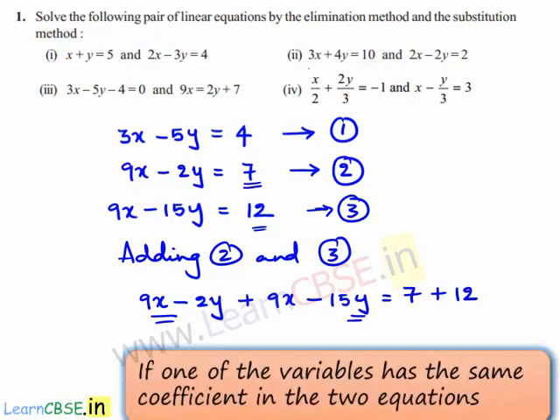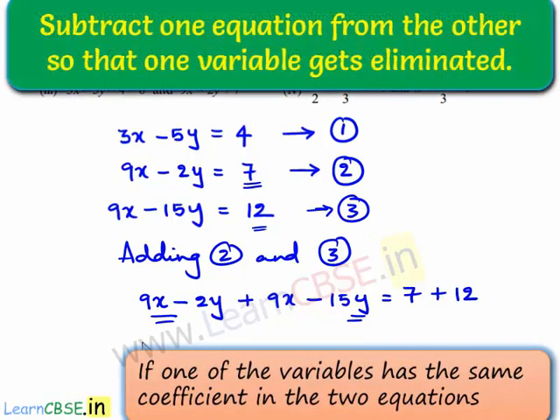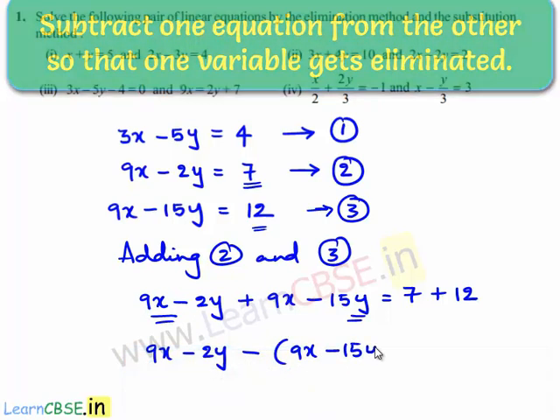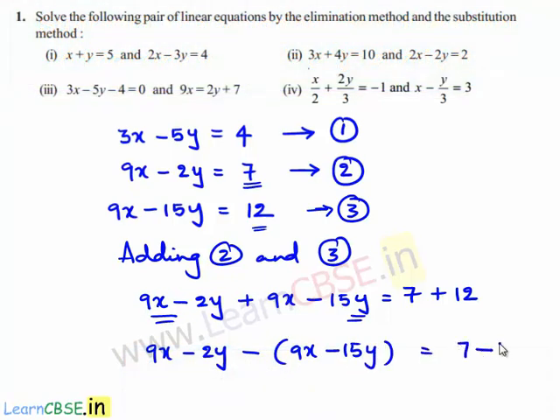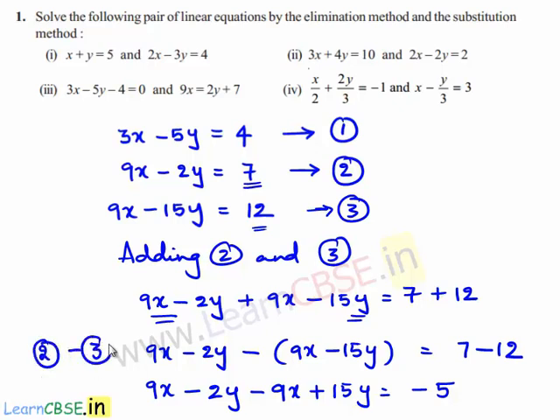So we need to subtract equation 2 from 3, that is 9x minus 2y minus of 9x minus 15y is equal to 7 minus 12. So now we will be getting 9x minus 2y minus of this is minus 9x and minus of minus 15y is plus 15y and 7 minus 12 is minus 5. So this is second equation minus third equation.